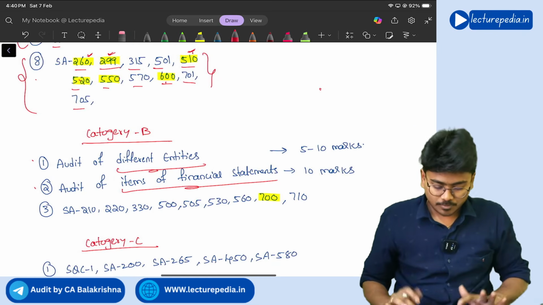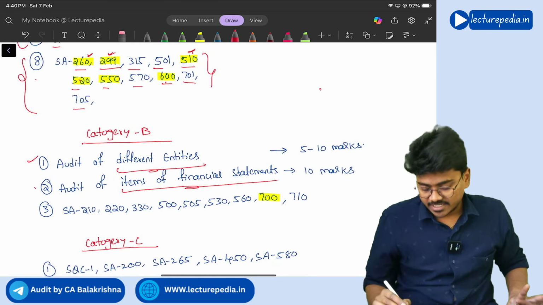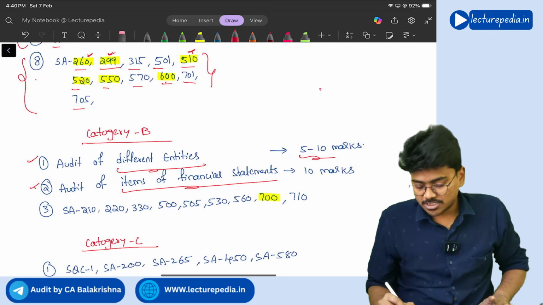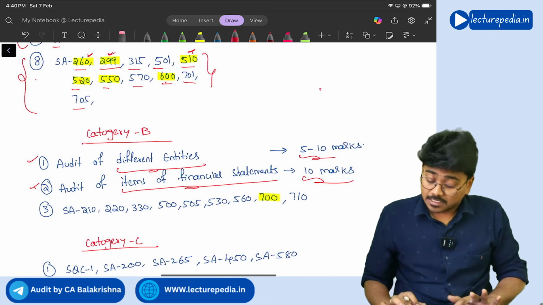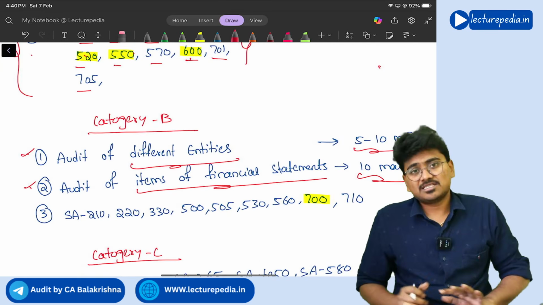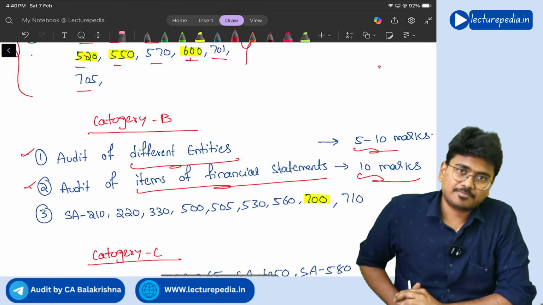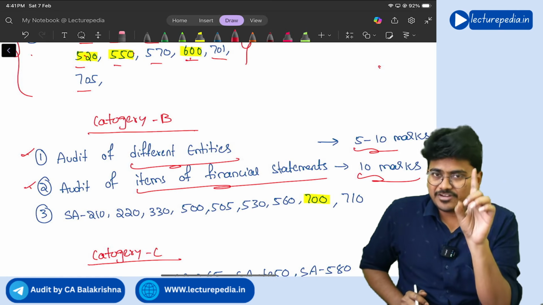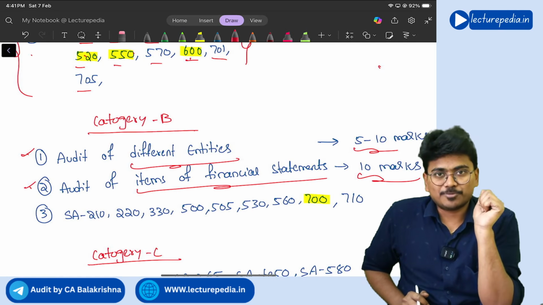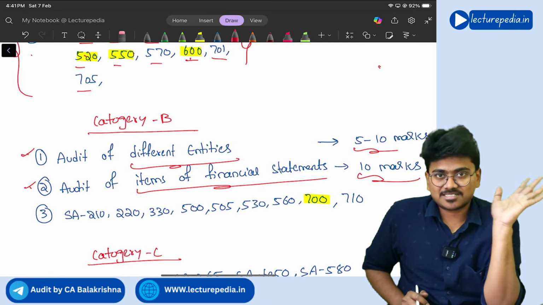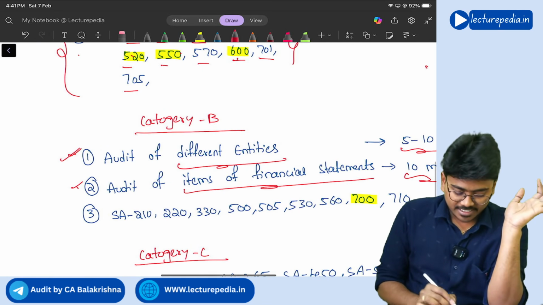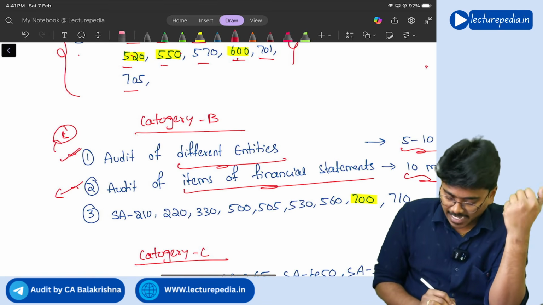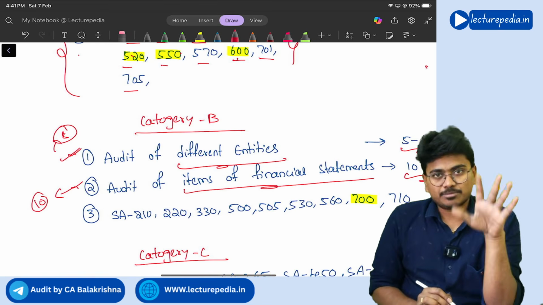Getting it? From audit of different entities you will get 5 to 10 marks. From audit of items of financial statements you will get 10 marks. Sir, how should we prepare these 2 chapters? They are very big, sir. See, try to prepare from the concept book if it is possible. If it is not possible, I told you what to do: prepare from the summary charts. Audit of different entities is around 8 papers, and audit of items of financial statements is around 10 papers.